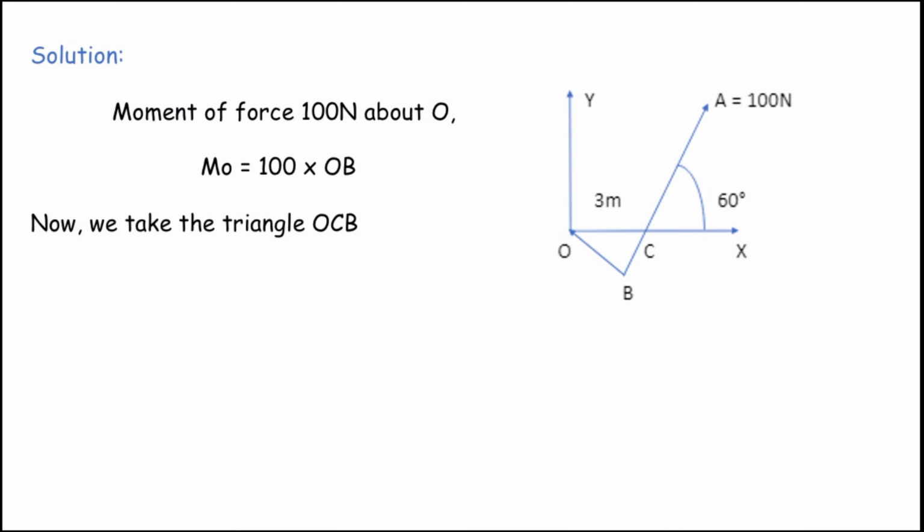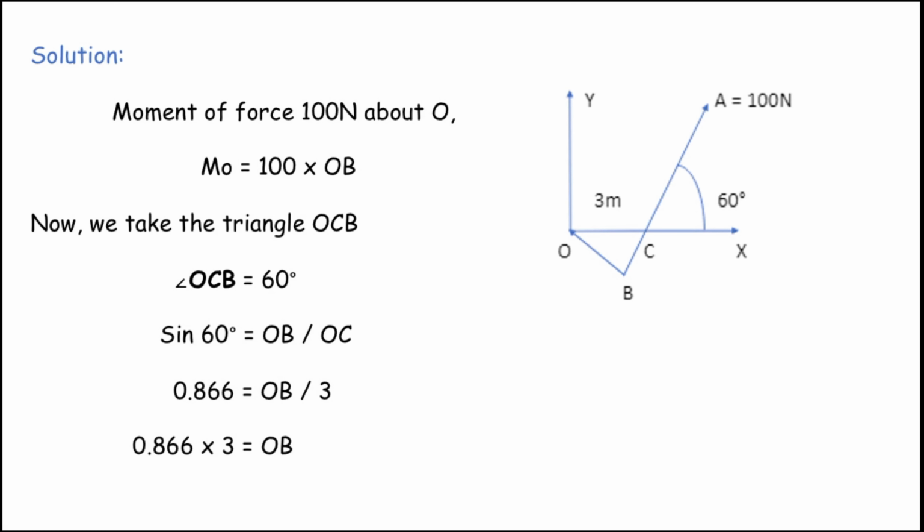Now we take the triangle OCB. The angle at C is 60 degrees, so angle OCB is 60 degrees. We know sine theta is opposite side by hypotenuse. The opposite side is OB and the hypotenuse is OC, and the value of OC is 3 meter. We substitute that. So sine 60, which is 0.866, equals OB divided by 3. Now transferring the 3 from right to left, it becomes multiplication. So 0.866 into 3 equals OB. Now the value of OB is 2.598 meter.